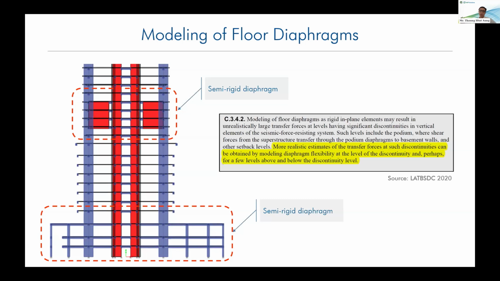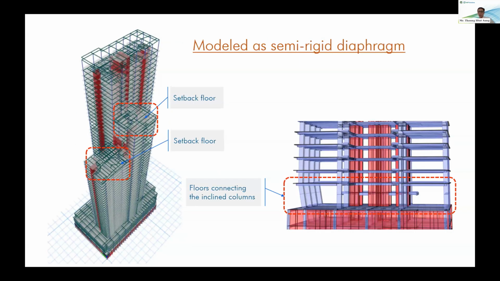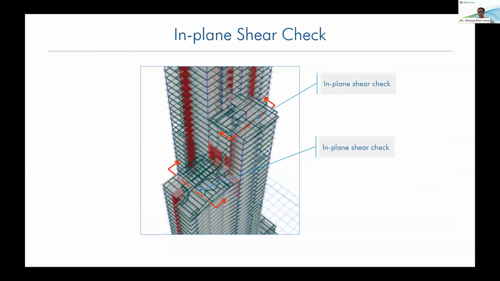So if we want to reduce the analysis time, but transfer diaphragms like outrigger floors and podium floors around that area, we need to model with the semi-rigid diaphragm considering the shell elements in those floors. We normally model at least 1 or 2 floors above those zones. If we have the setback floors or if we have the inclined columns in our system, we also need to model as a semi-rigid diaphragm because there will be large in-plane forces in those floors.